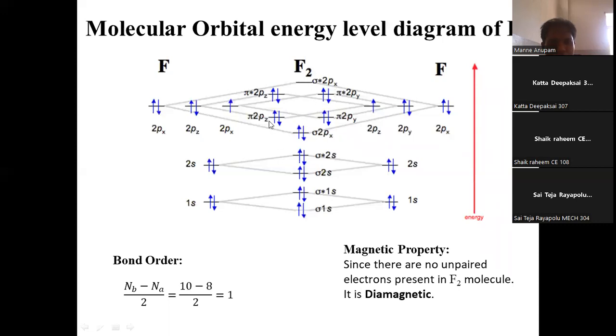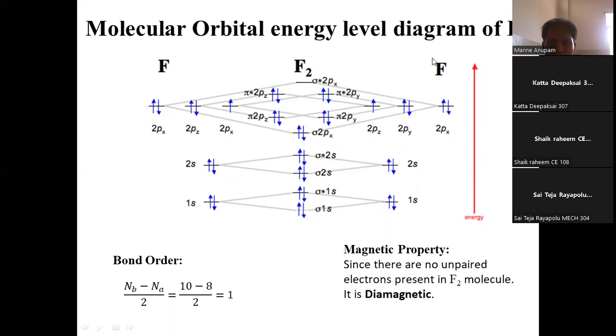The mark distribution is: electronic configuration 1 mark, diagram 2 marks, bond order 1 mark, magnetic property 1 mark. Total 5 marks. So, the molecular orbital energy level diagram of fluorine, F2.